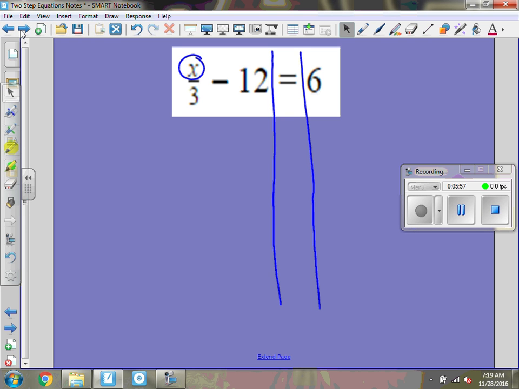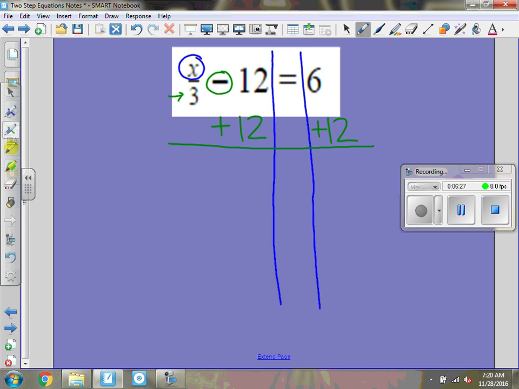One way that I can help remember which one is the friend and which one is the best friend is your best friend is always going to be closer to you. This 3 right here is much closer to you, the variable, than the 12 is. So I know that if I have to send somebody home first, I'm going to get rid of that 12. I was subtracting that 12, so now I'm going to do the opposite and add it, the inverse. Add that same number to both sides.